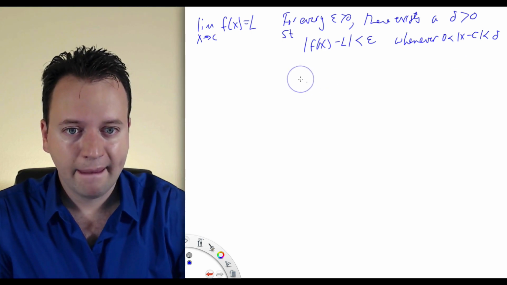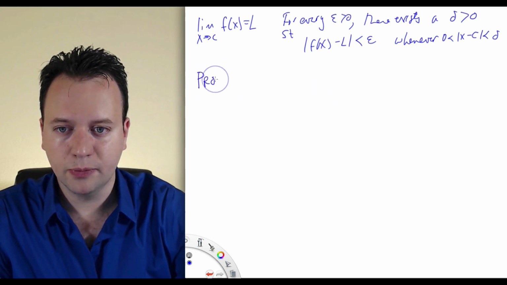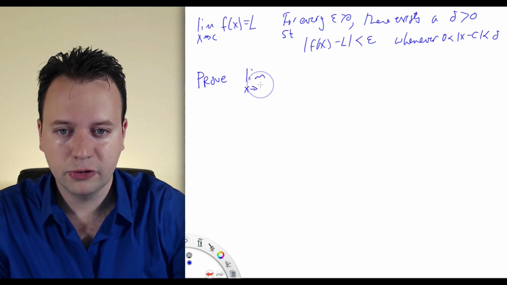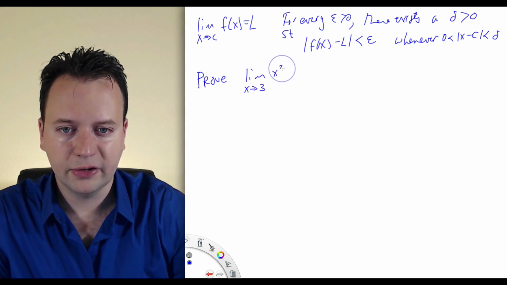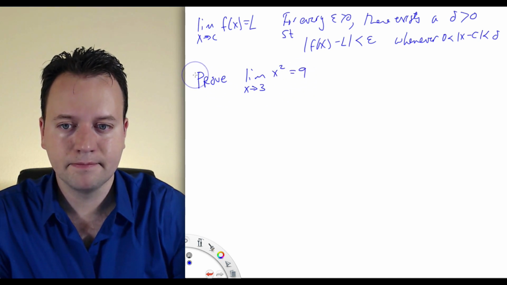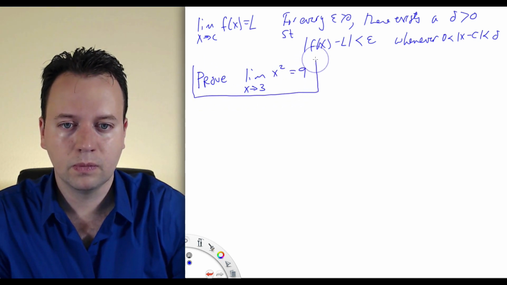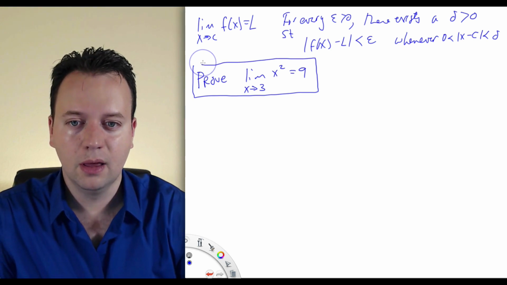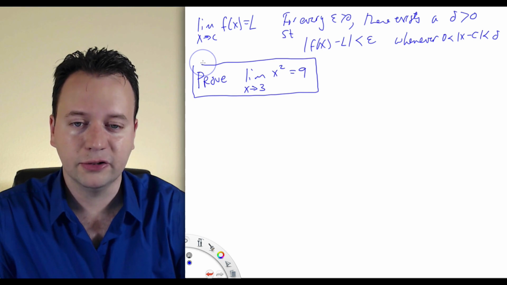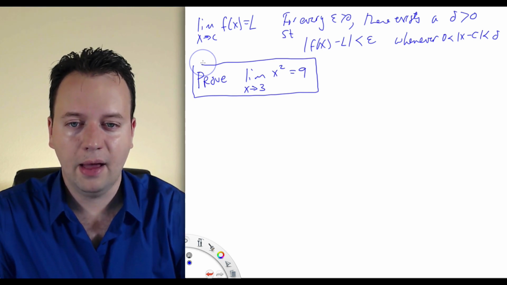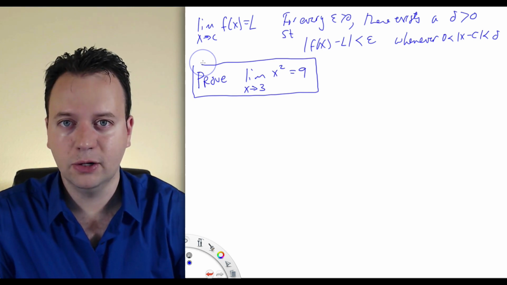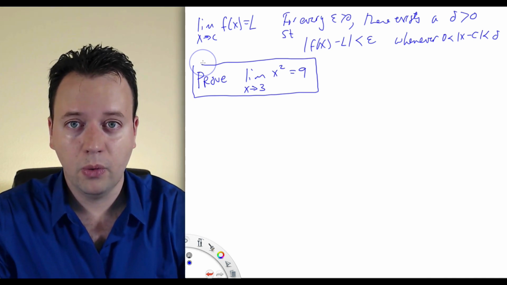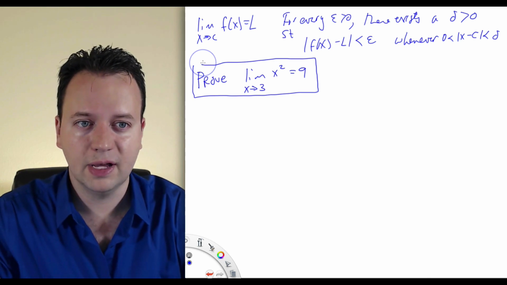So let's use the definition to prove that the limit as x approaches 3 of x squared is equal to 9. Which makes sense intuitively because we know what the graph of y is equal to x squared looks like. We know that when you evaluate x squared at x is equal to 3, you get 9, and we know that there are no holes or jumps or anything like that. But we want to prove this using the rigorous definition of the limit.